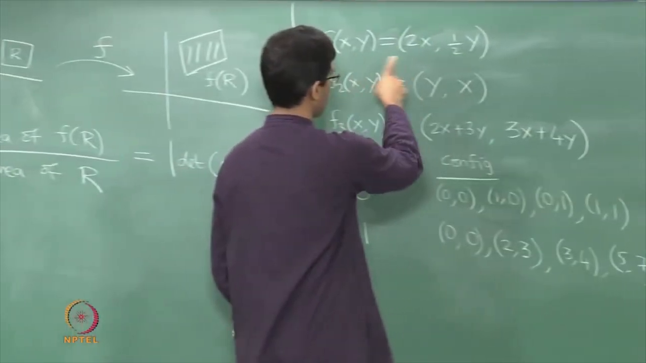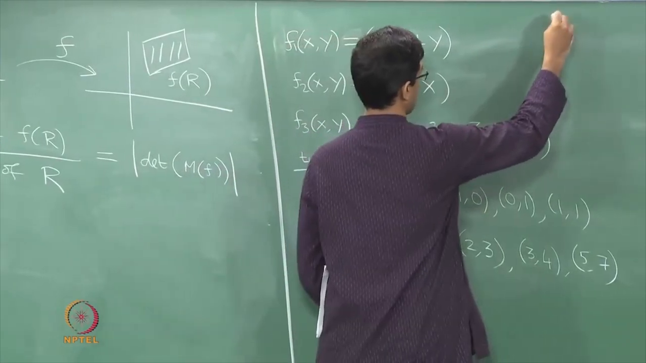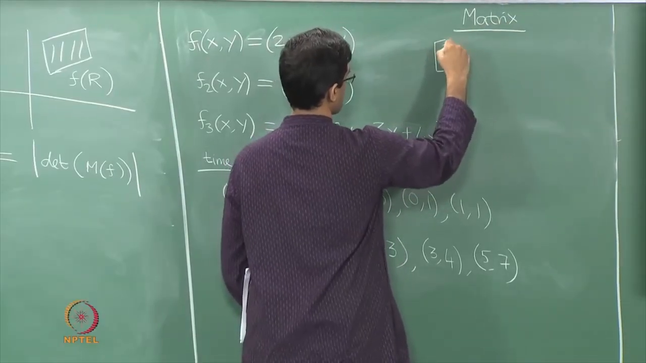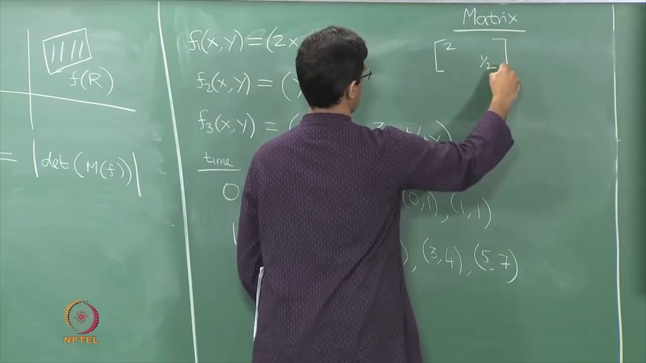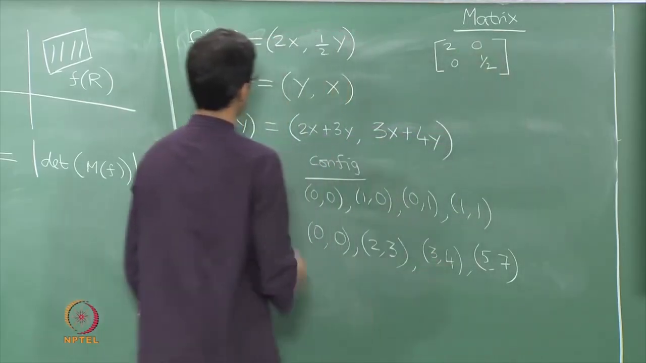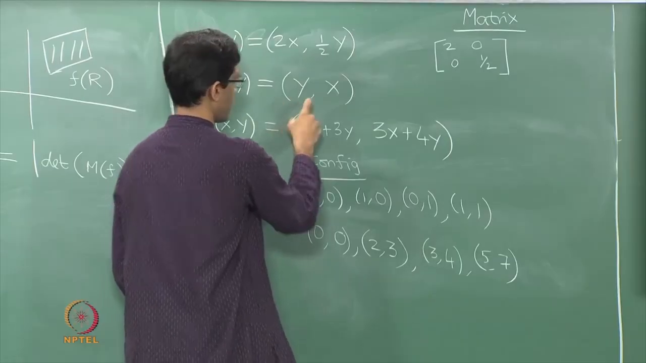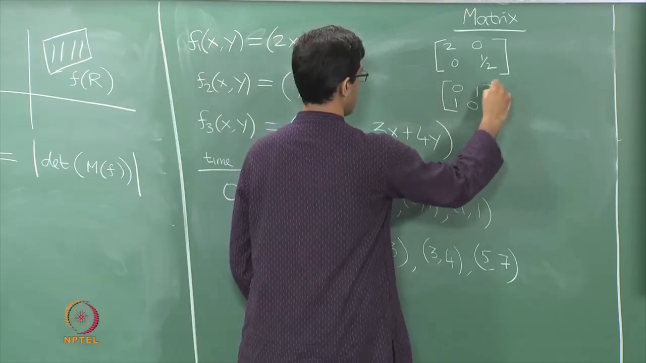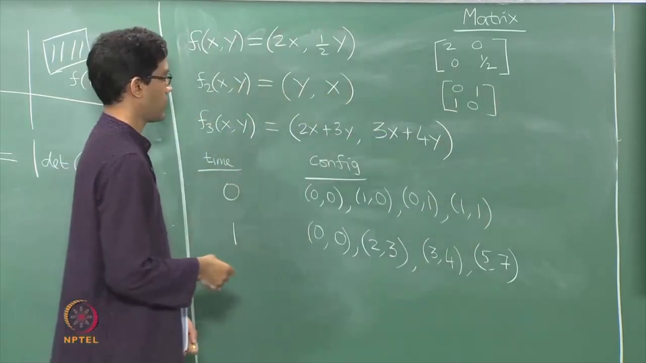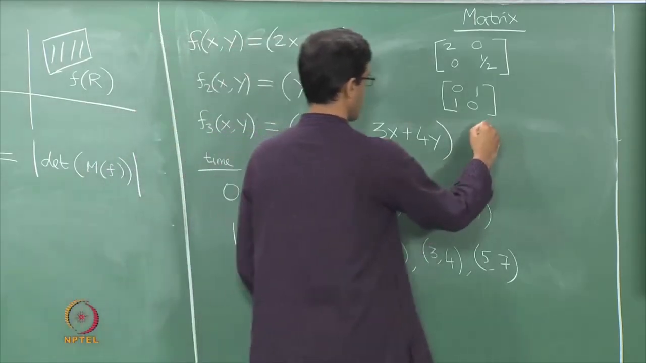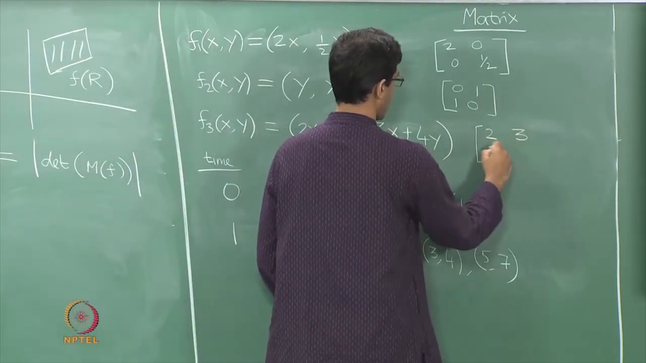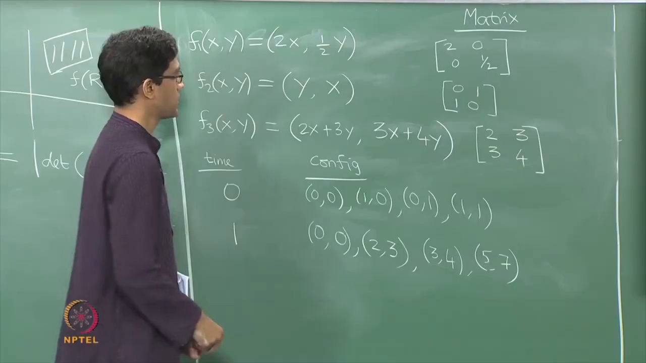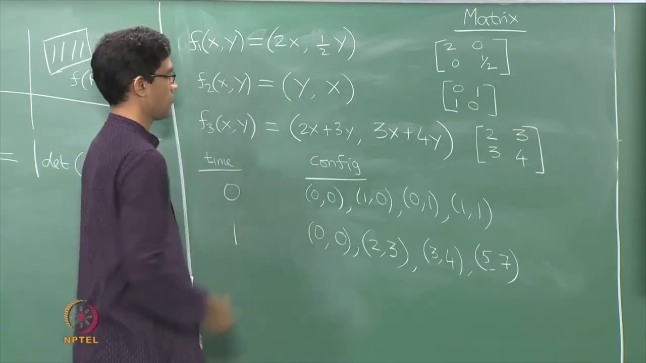So I have my function F1 is just given by 2x and half y. So let's write the matrix corresponding to F. So it's just 2 and half with zeros here. That's the matrix corresponding to F1. The matrix corresponding to F2 is just, well, 0, 1, and x just means 1, 0. So you should just check that what I'm doing is right here. And this is just 2x plus 3y, so 2, 3, 3x plus 4y, so 3, 4. So this was our recipe for constructing the matrices from the formulas for the functions.